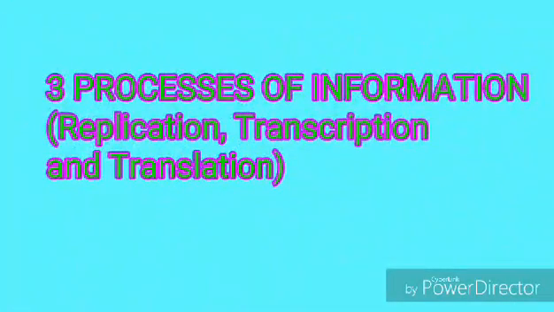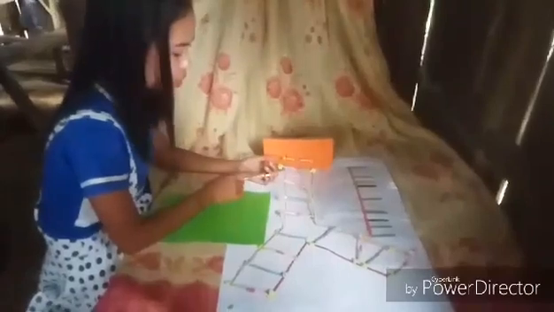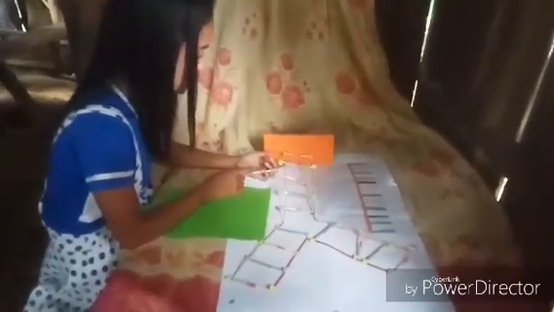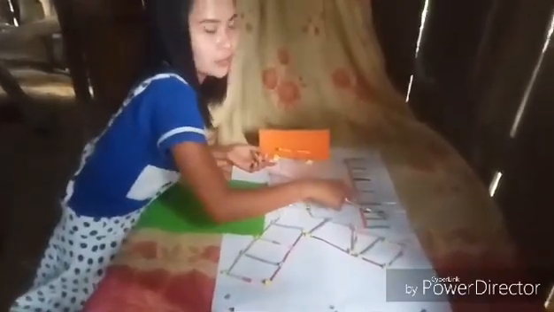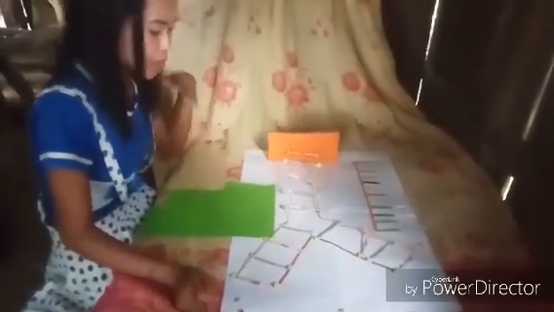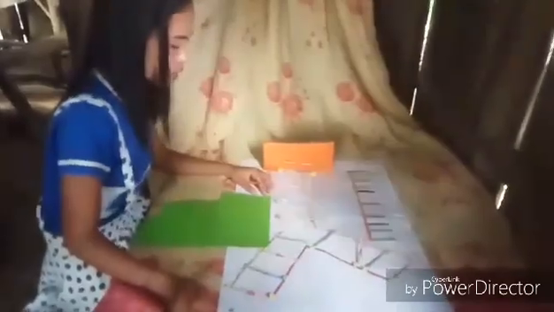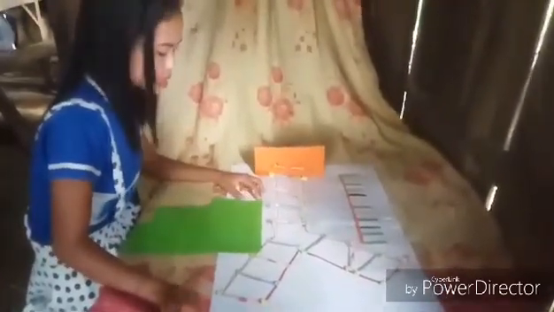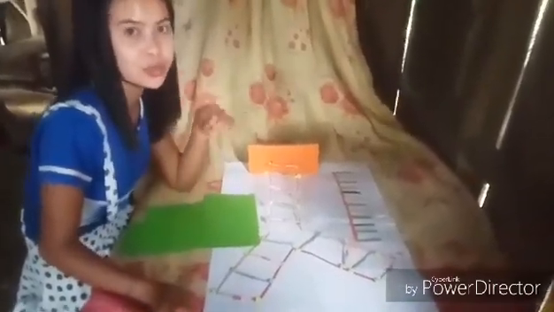Three processes of information: replication, transcription, and translation. DNA contains the complete genetic information that defines the structure and function of an organism. So, the proteins that are forming here are being encoded by the information from the RNA. It is very essential in a protein. Thus, within most cells, the genetic information flows from DNA to RNA and to protein.